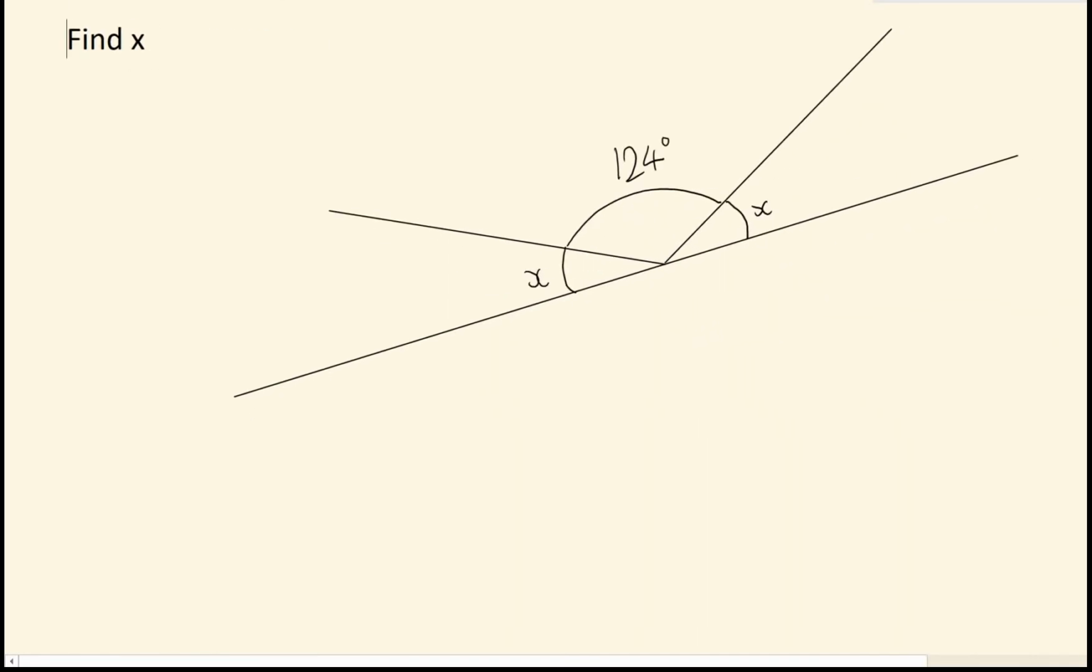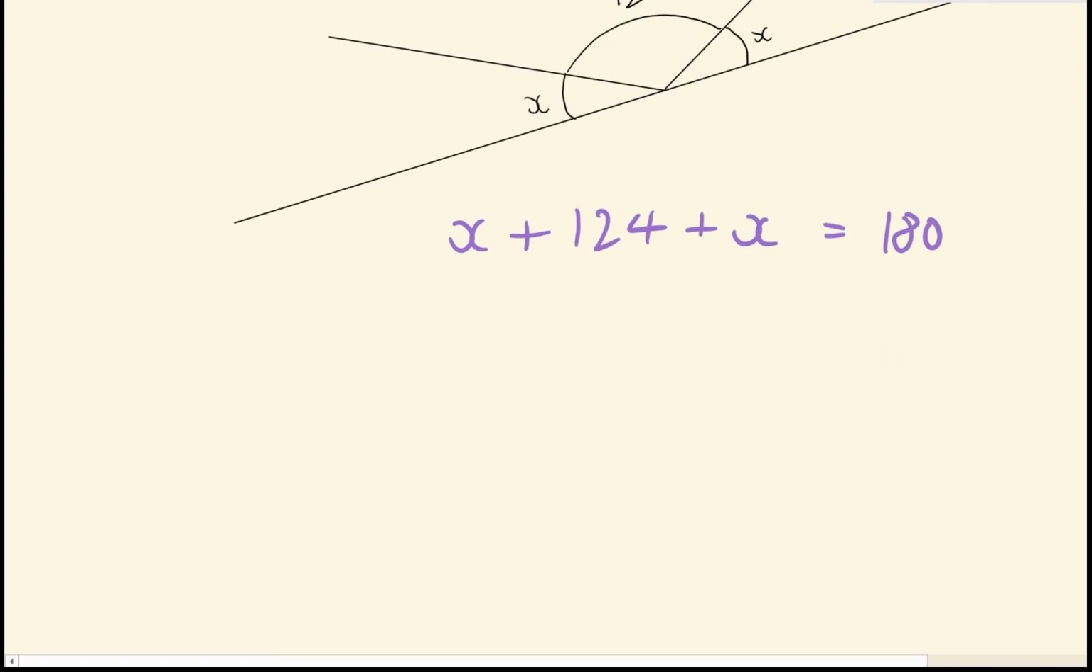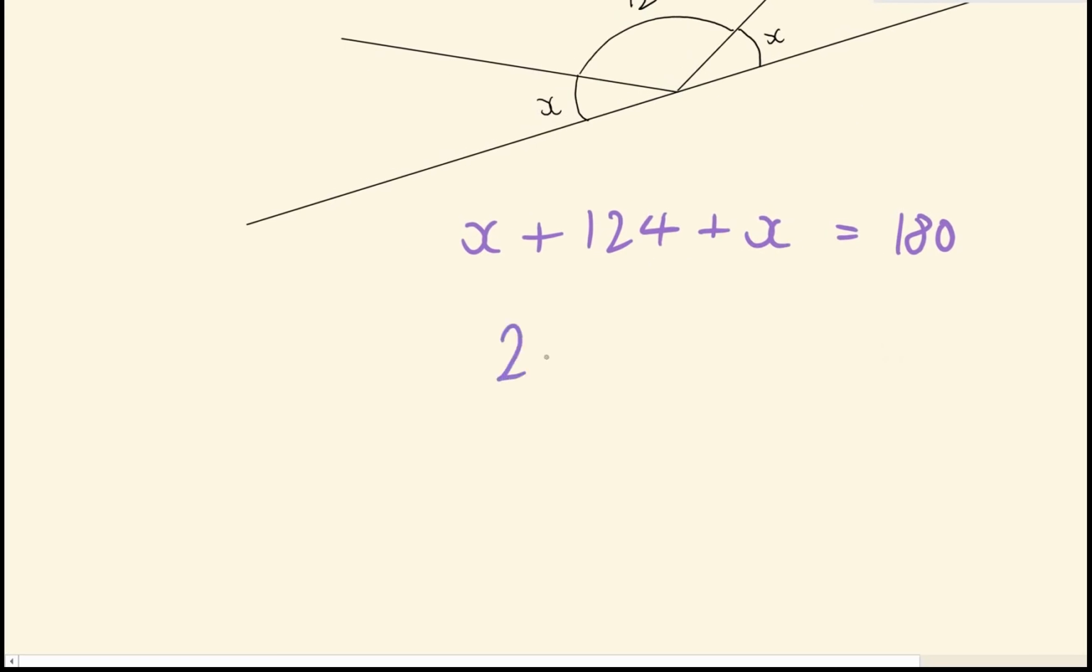So we can do it roughly the same way. Let's just write in terms of algebra first. So if we add together all my three angles, we know that equals 180. And I can group these x's together and just say 2x instead. So 2x means two lots of x.